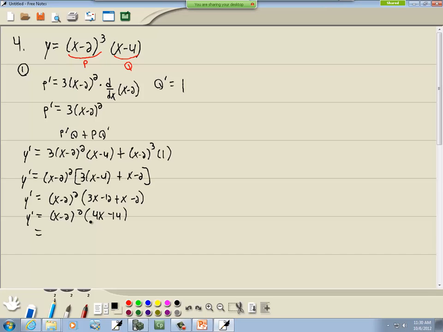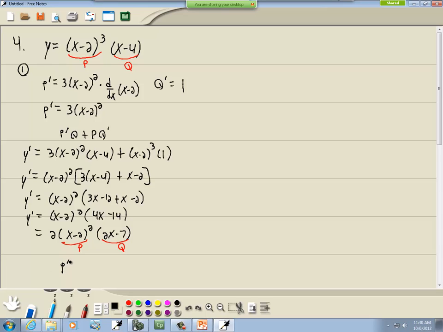Now I'm going to factor out 2, because 4x and 14 have a 2 in common. I'll put it out in front here. So that gives us that, and this gives us 2x minus 7. And now we're ready for our second derivative. Actually, let me leave that 2 alone out in front. So this is going to be our p, and this will be our q.